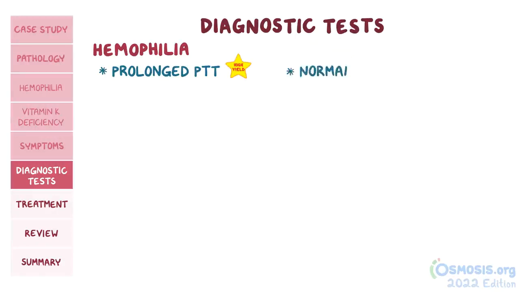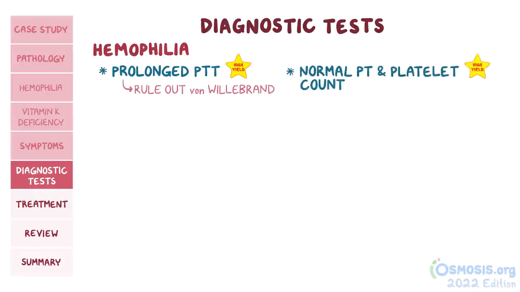They will have a normal prothrombin time, or PT, and platelet count. It's important to also rule out von Willebrand disease in these patients, as it too may exhibit a prolonged PTT since von Willebrand factor carries factor 8.